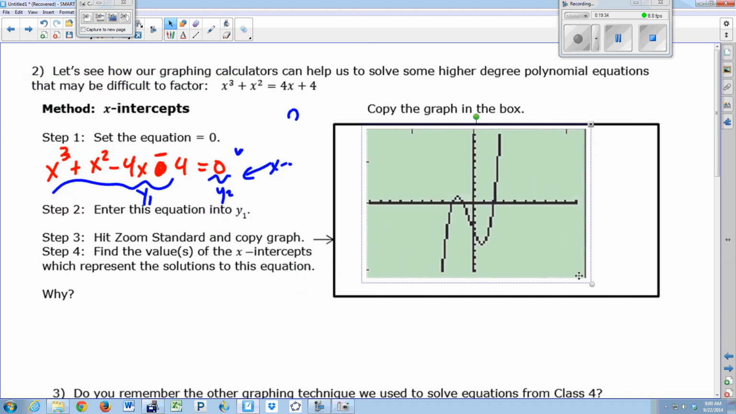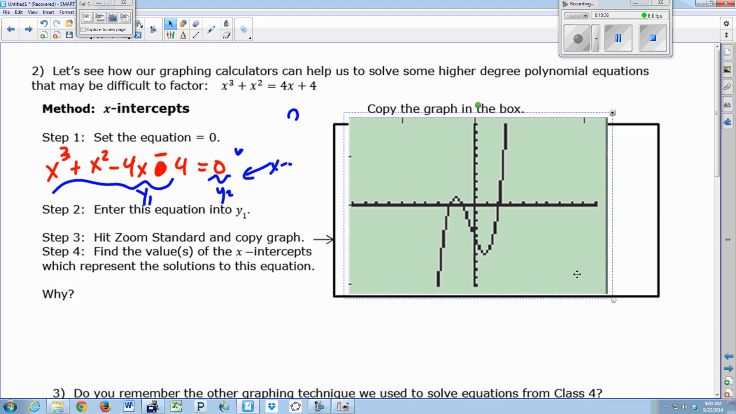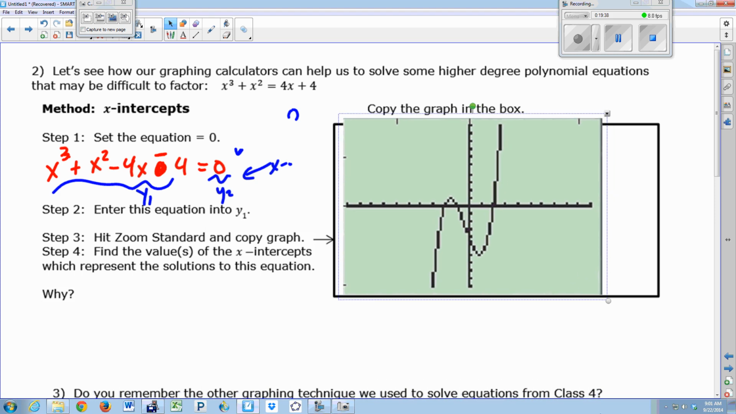Now, visually, knowing that we use the standard window, we know that this is negative 10, this is positive 10, this is negative 10, this is positive 10. And we know each of the increments here is by 1. So it looks like we can tell just from looking at this graph what our solutions to this equation are by finding these x-intercepts. There's negative 2 comma 0, there's negative 1 comma 0, and that looks like 2 comma 0.